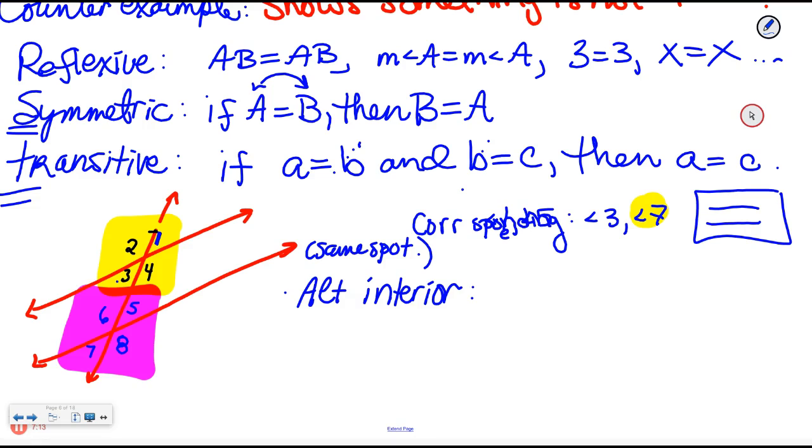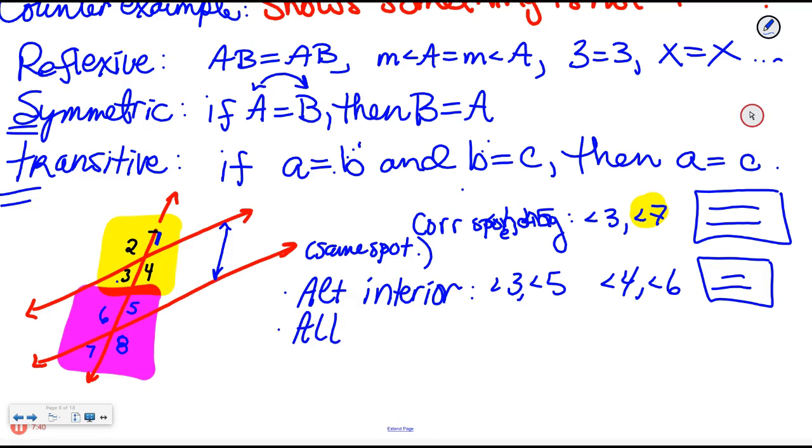Alternate interior angles are in the parallel lines, so between the parallel lines. So interior angles would be 3, 4, 5, 6. Alternate interior hop the transversal. So that would be like angle 3 and angle 5, and also angle 4 and angle 6. They too are equal. So if one of them's 30, the other's 30. If there's algebra in them, you set them equal.